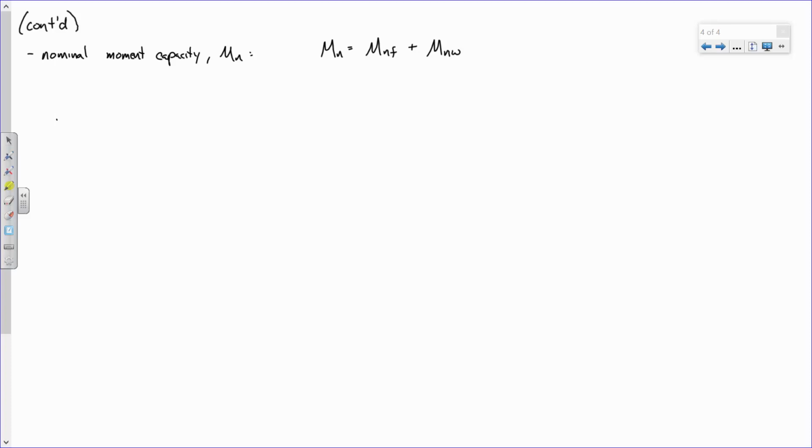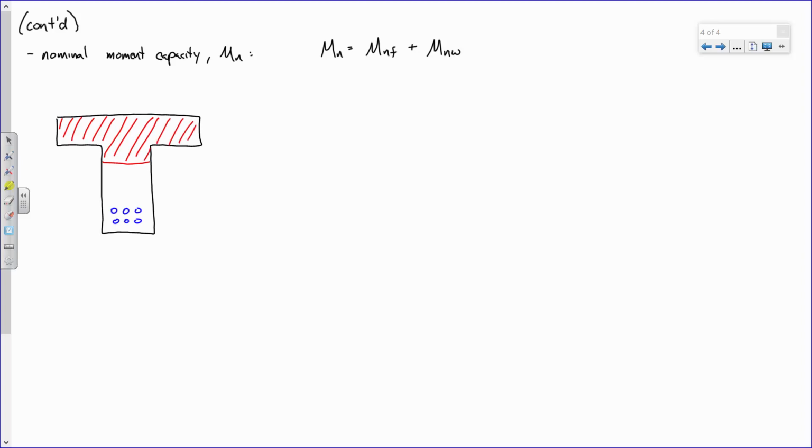We've got a T-beam. All right, we've got some steel down here, and it doesn't matter how many bars it is. I'm just putting this in for the sake of discussion. And I have a stress block that looks something like this.